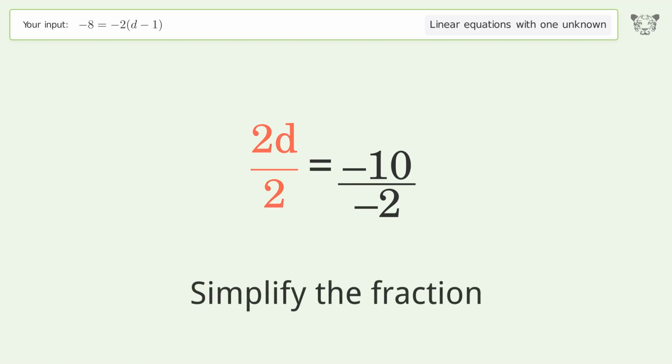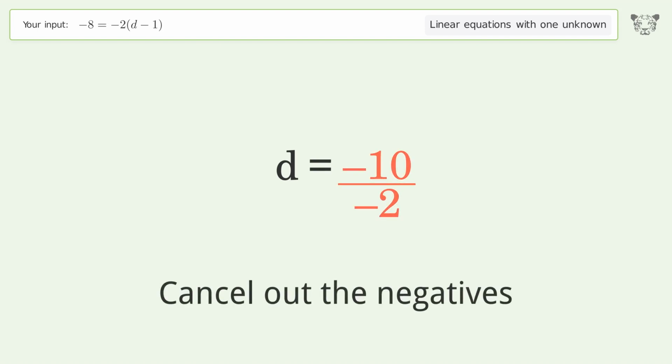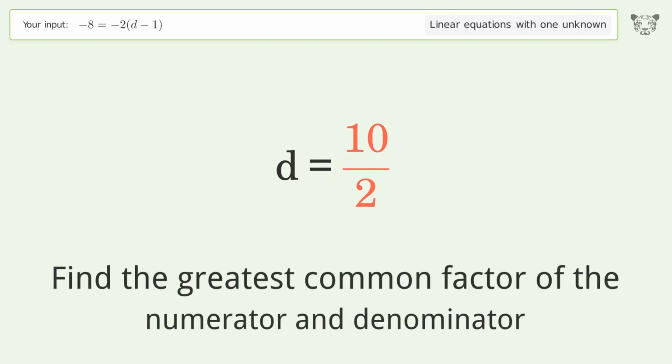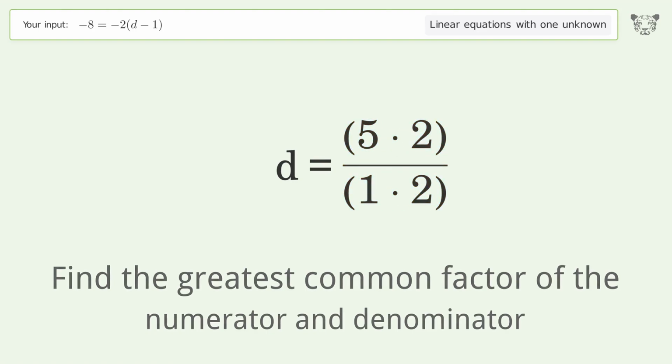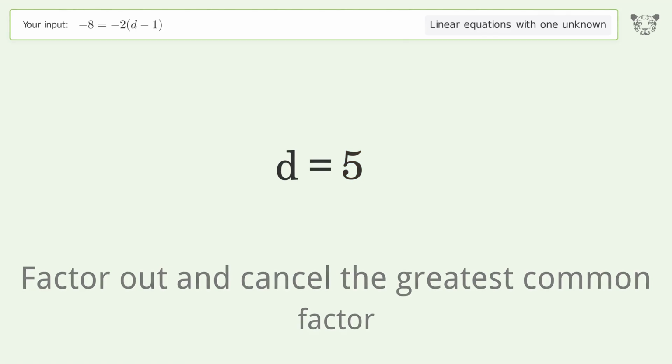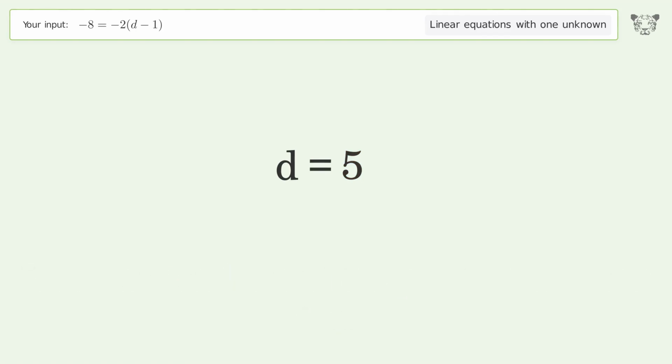Simplify the fraction. Cancel out the negatives. Find the greatest common factor of the numerator and denominator. Factor out and cancel the greatest common factor. And so the final result is d equals 5.